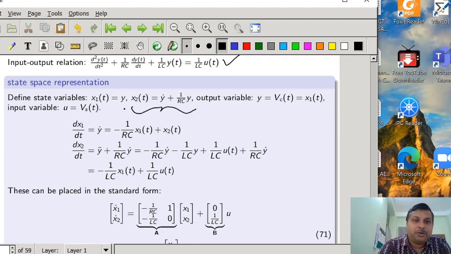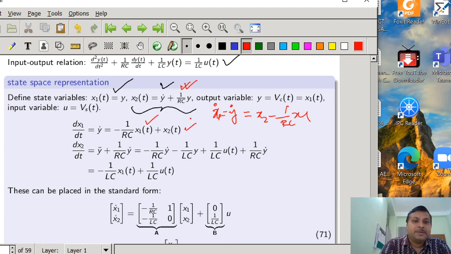So now x1 is equal to y and x2 equal to y dot plus 1/RC. These are the two state variables that have been defined, and now you have to represent the same system using these two state variables. How will we do it? First I will write x1 dot. What is x1 dot? That is y dot. From the expression, we can write that y dot is equal to x2 minus 1/RC into y, and y means x1.